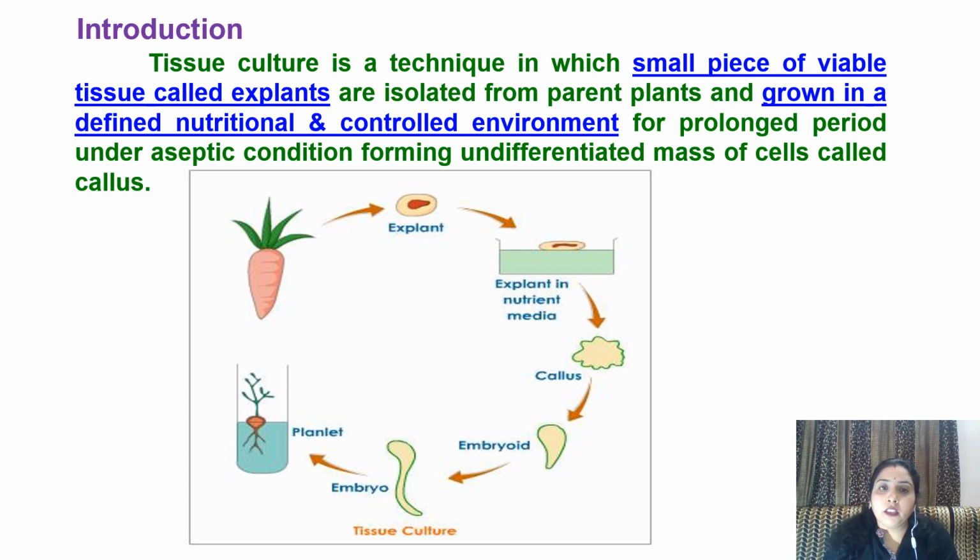Tissue culture. Tissue culture is a technique in which a small piece of viable tissue called explants are isolated from parent plants or mother plant and grown in a defined nutritional and controlled environment under aseptic condition, forming an undifferentiated mass of cell which is known as callus. Here in this diagram, this one is selected as a mother plant, explant is taken out from it and it is put in a defined nutrient media. There it grows and form callus. This callus will form embryoid which will develop into embryo and then whole plantlet will generate from it.